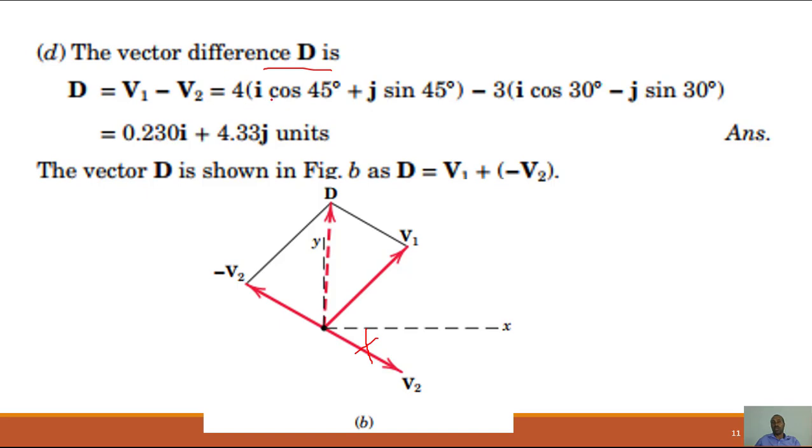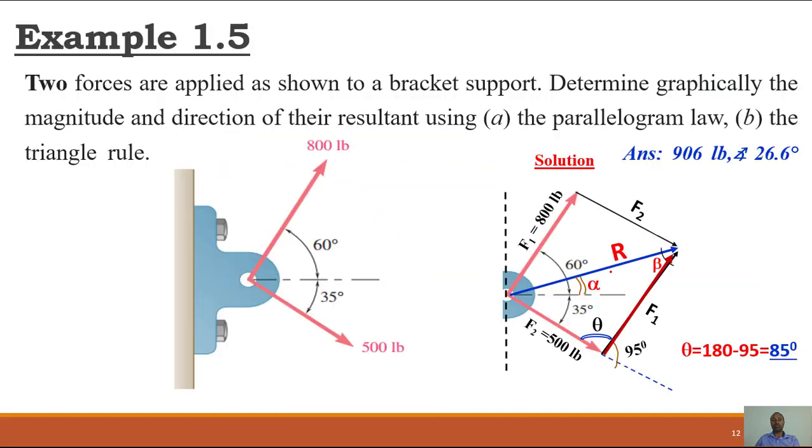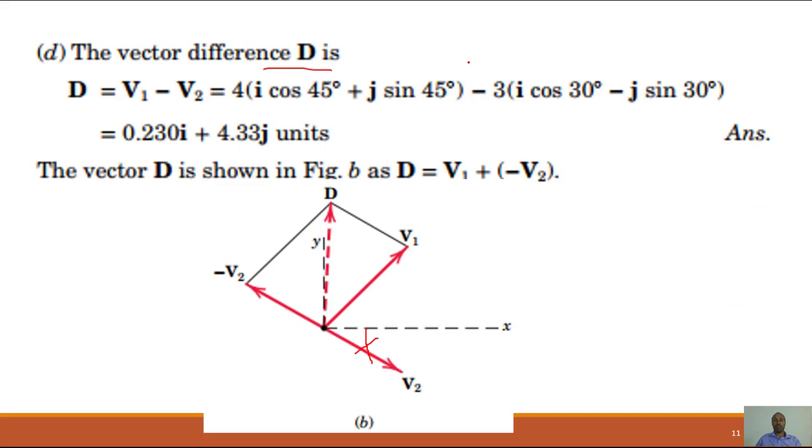So just 4 times i cos 45, the angle is already given, plus j sine 45. Then you will put again for v2, you have this one, the angle is already given, which is 30 degrees. Then you will follow the same approach: the vector d is shown, which is v1 plus negative of v2.